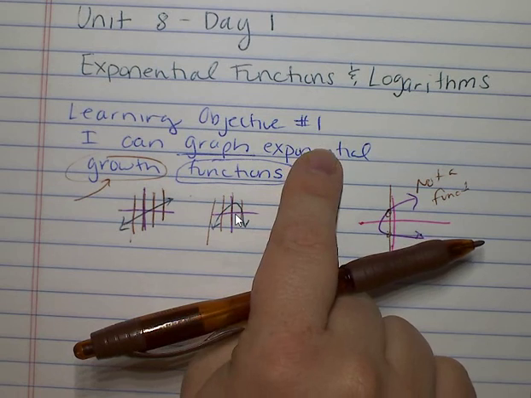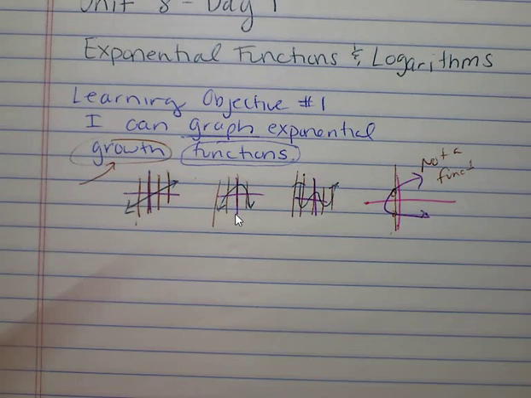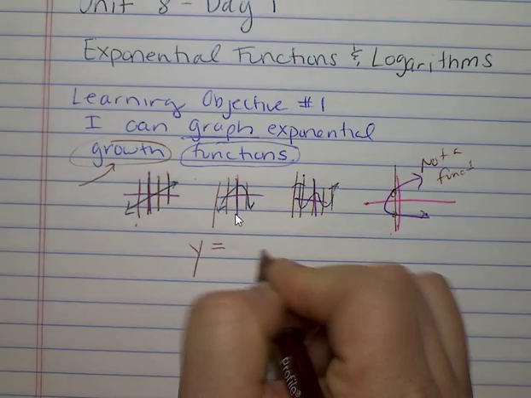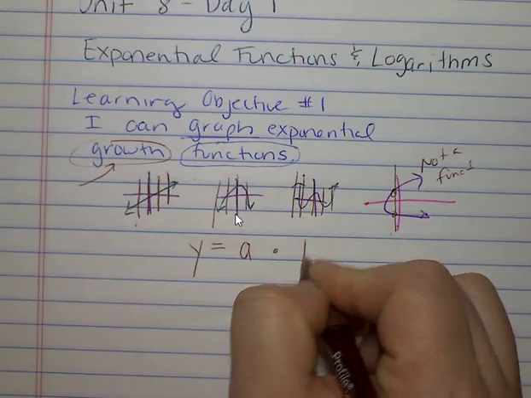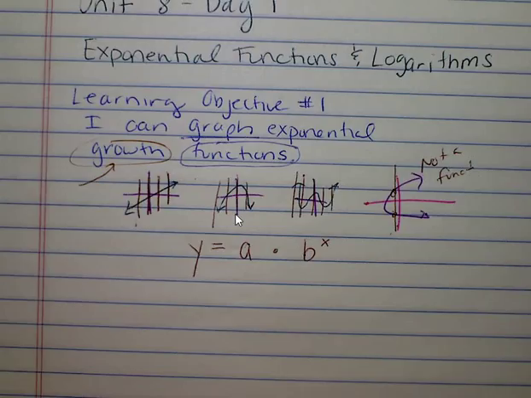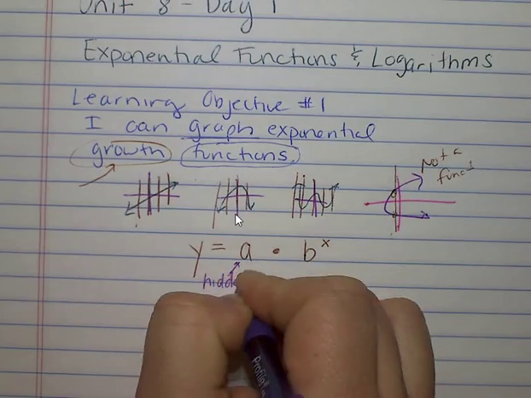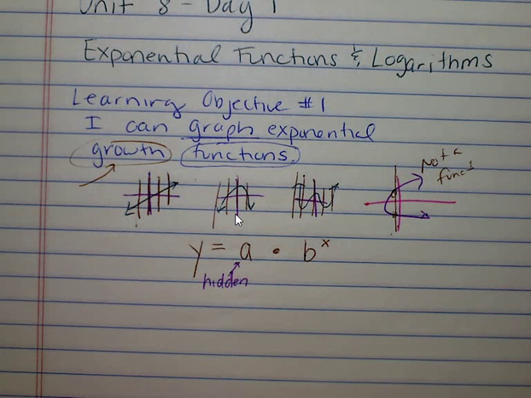All right, so this is the basic format that you want to write down. This is the basic format for an exponential function. Y equals a times b to the x. Sometimes this a is hidden. I mean, sometimes you don't see the number. And if you don't see a number in front, know that it's a hidden 1.